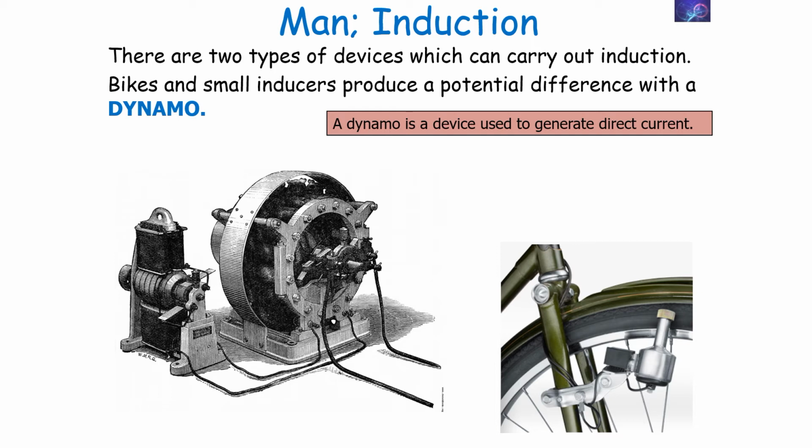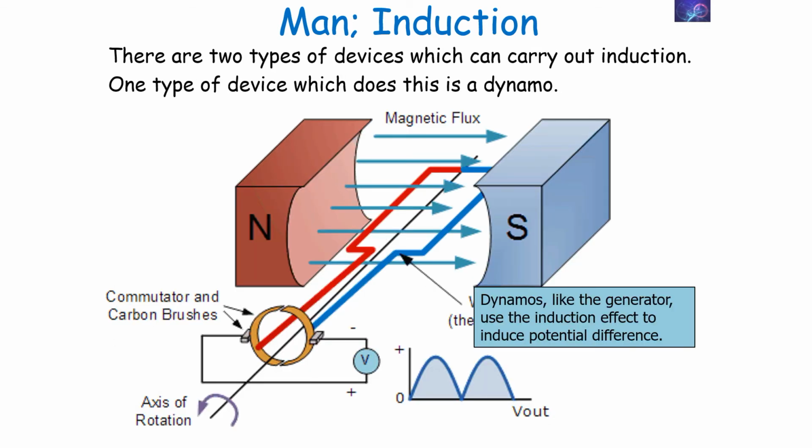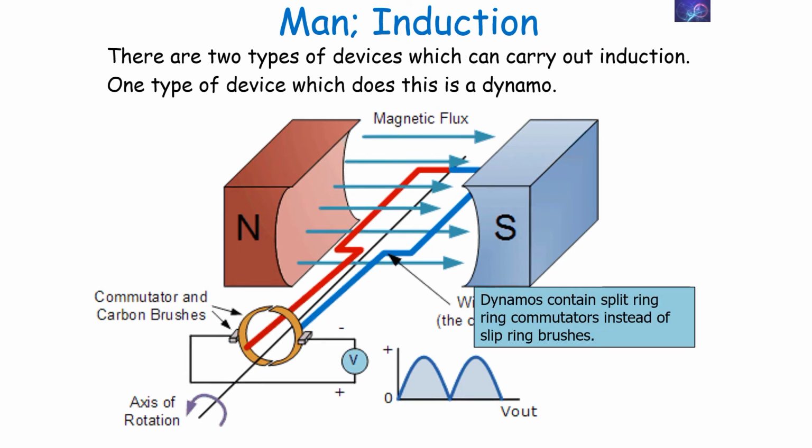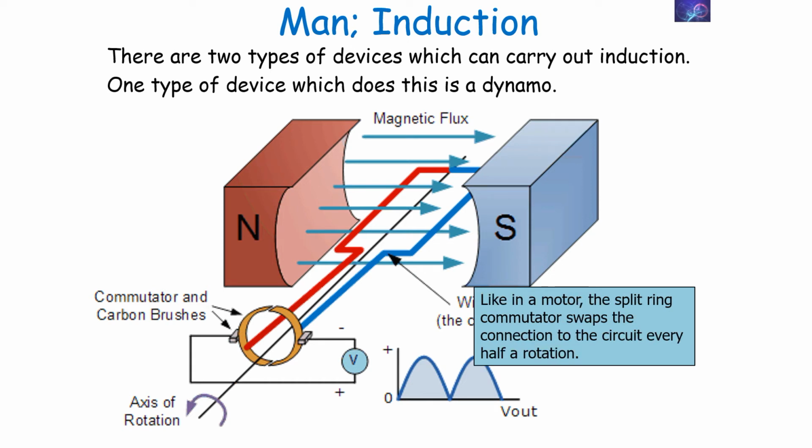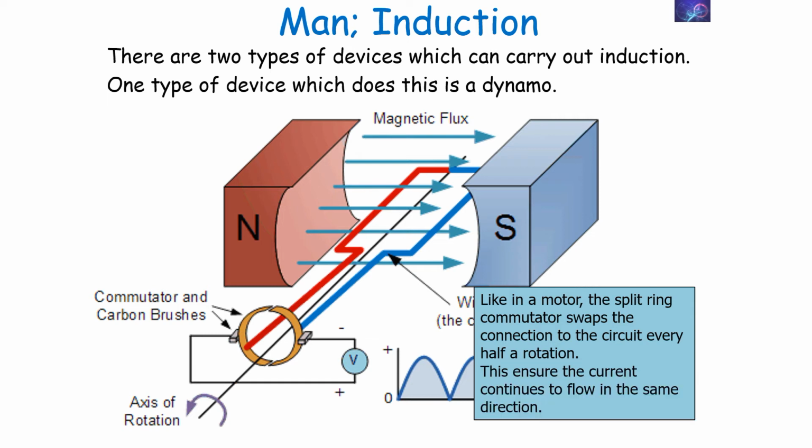Now, a dynamo is a device used to generate a direct current. Dynamos, like the generators, use the induction effect to induce potential difference. Now, dynamos contain split ring commutators instead of slip ring brushes. Like in a motor, the split ring commutator swaps the connection to the circuit every half a rotation. So this ensures the current flows in the same direction, which means the dynamo produces direct current.